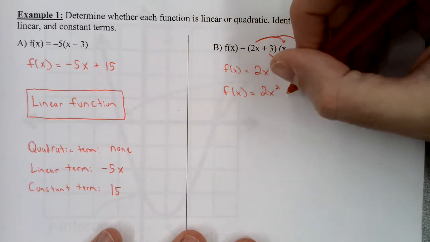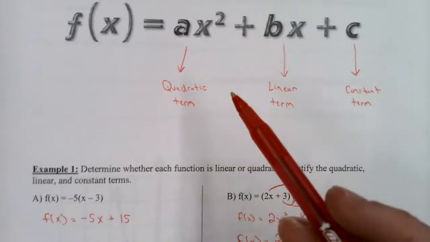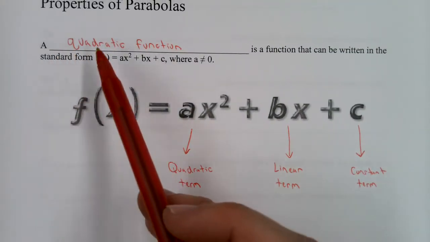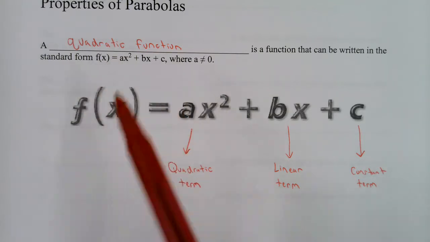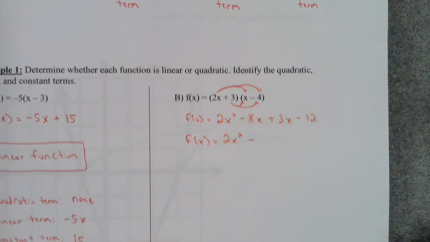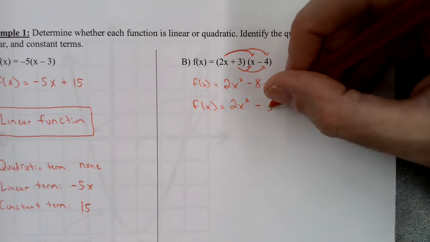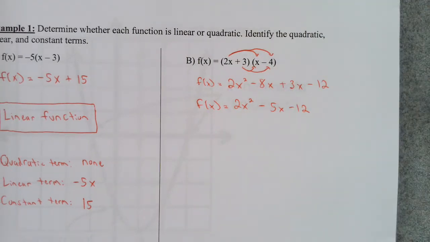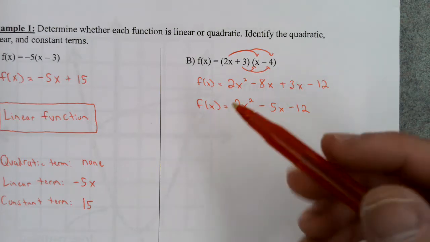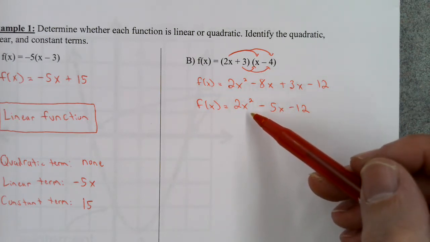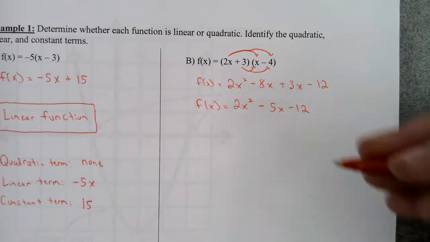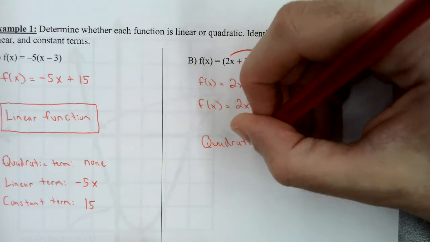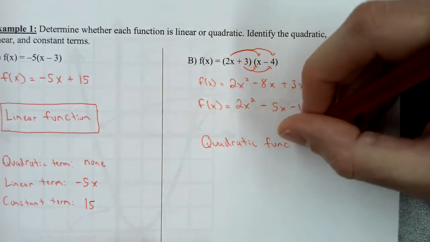2x squared. Always put it in standard form, which is, this is standard form up here, by the way. ax squared plus bx plus c. It says that above. Standard form. So anyway, combining like terms, we get -5x and then the minus 12. So since we have a quadratic term, 2x squared, it means it's a quadratic function. So let's just identify that.